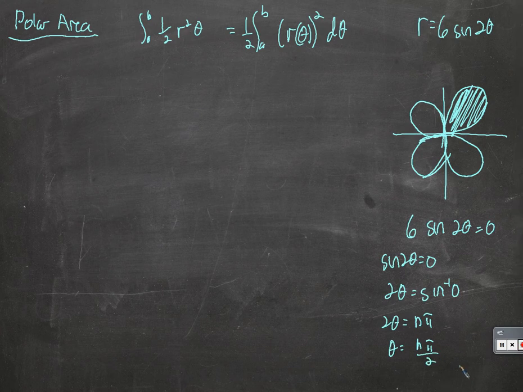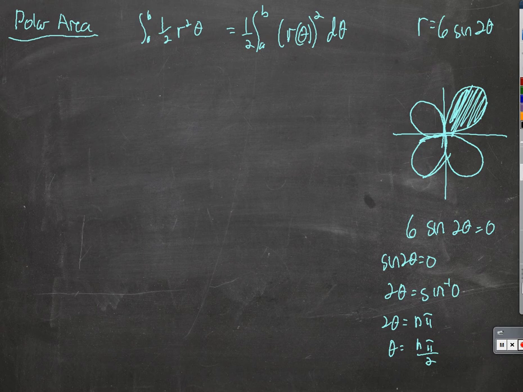N pi over 2, where n is an integer. Between any two values of n, the easiest ones would be for theta is 0 pi over 2, or 0, and 1 pi over 2, or pi over 2. Not sure how you come up with that, but I imagine that's what they showed you in the video and what I would recommend doing.